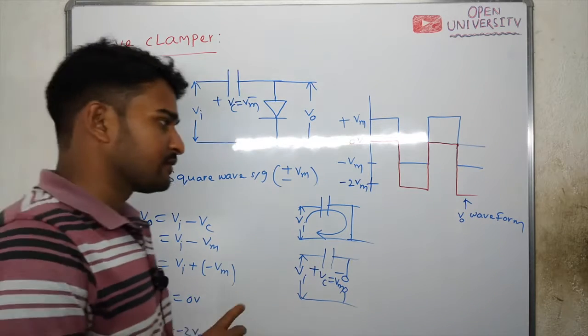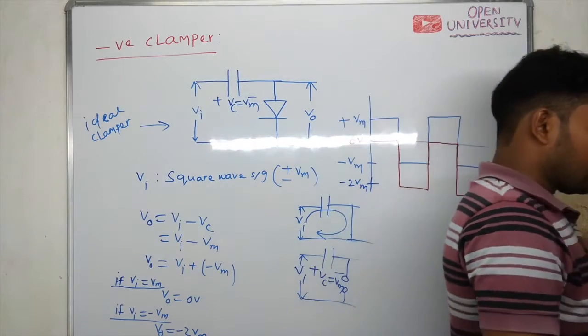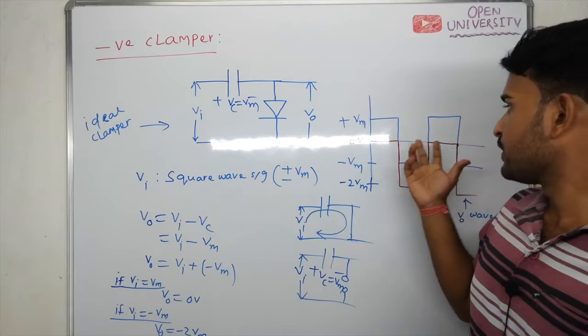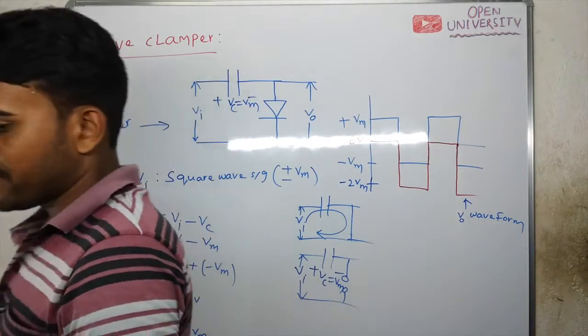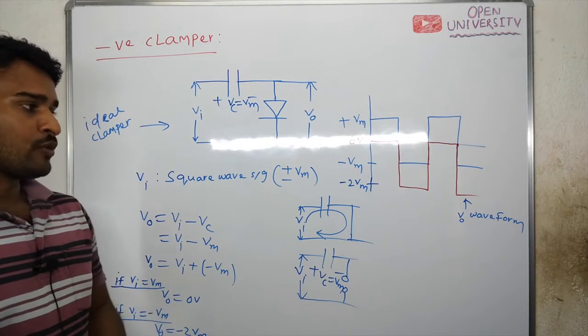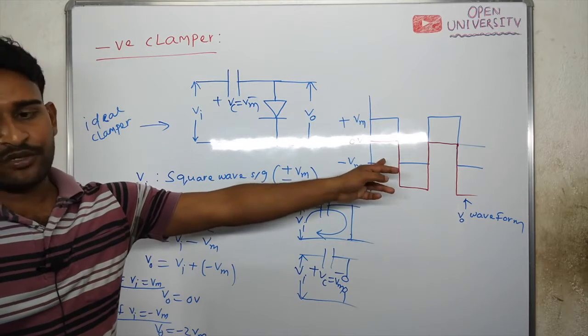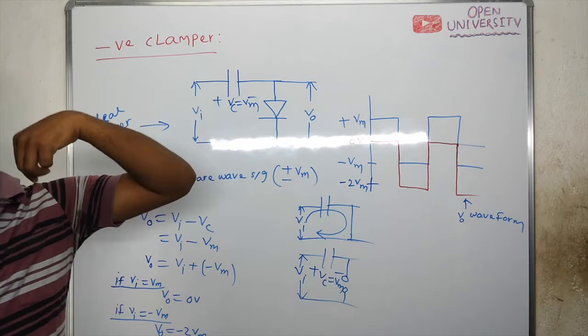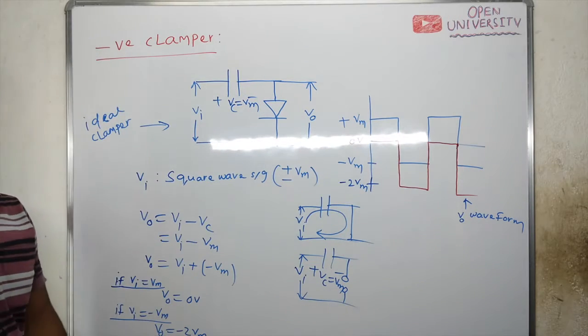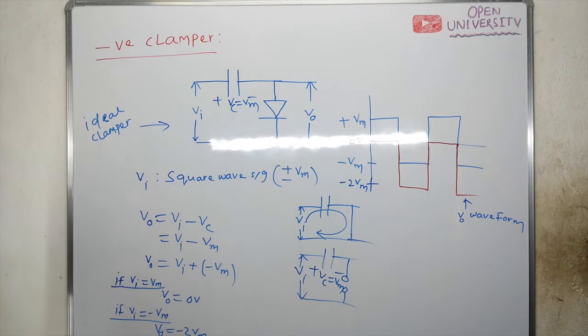Write down the next point. Hence the output will be a square wave signal whose value varies from 0 volt to minus 2 Vm.